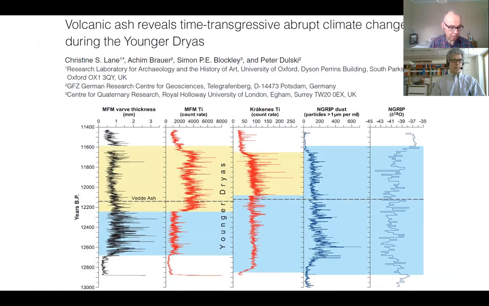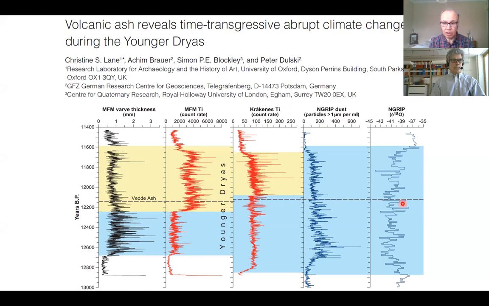And I think my final slide here shows how you can use these tephra layers or ash layers. This is from a paper by Christine Lane a few years ago, 2012, I think, showing the Vedde ash in three different climate archives. The MFM is actually a lake, Meerfelder Maar in Germany. It's a lake with varves, so it's possible to count the varves there. Kråkenes is another lake in western Norway. The North GRIP is an ice core from Greenland. And there are some differences here. This is the Younger Dryas. The Vedde ash, 12,100 years, more or less.